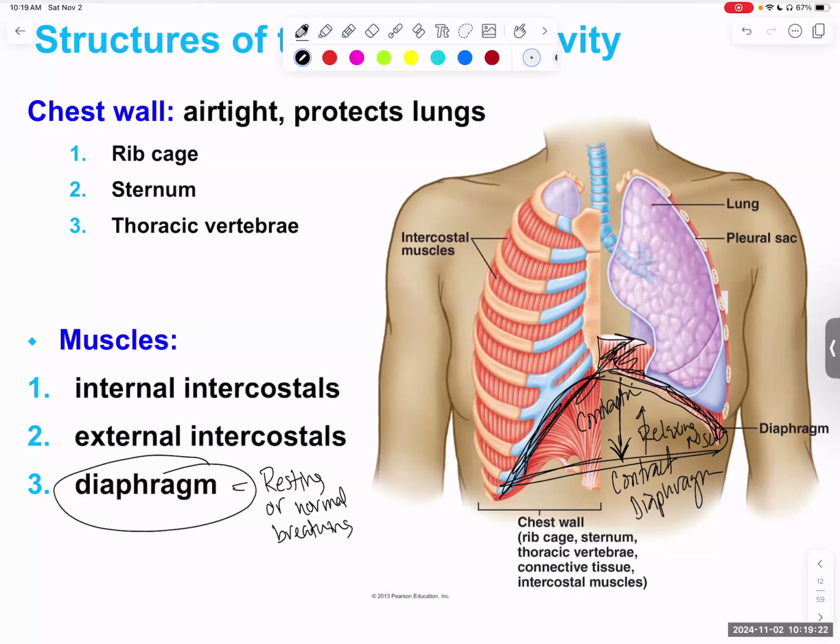If we want to have slightly more active breathing, then we start using our intercostals. So the external intercostals help pull the ribs out, the internal intercostals help push the ribs back down.